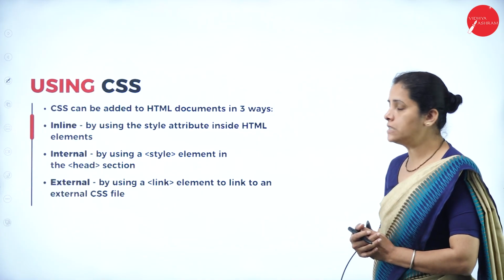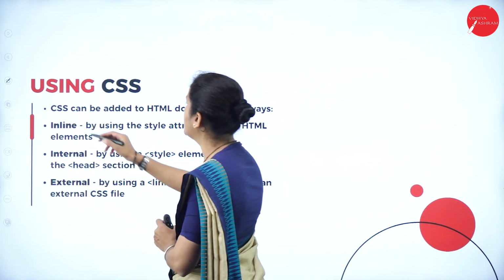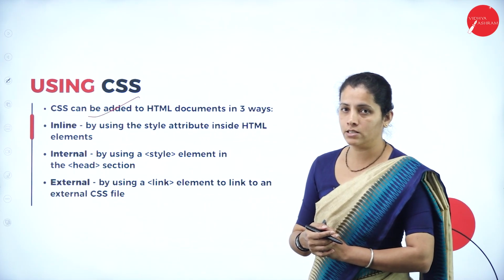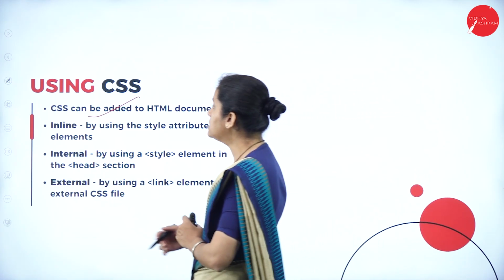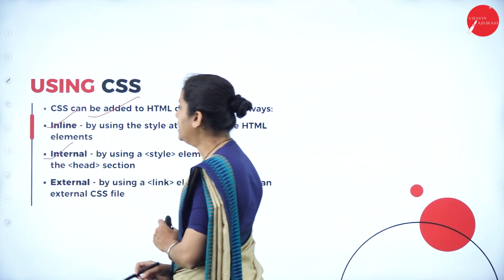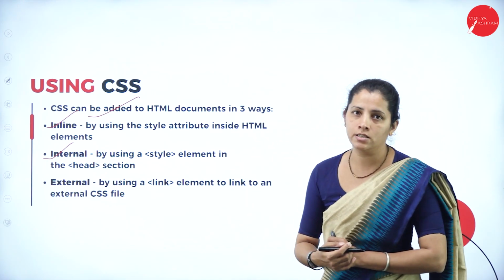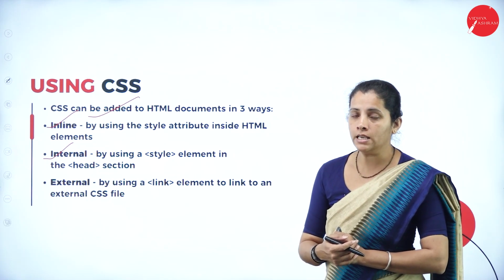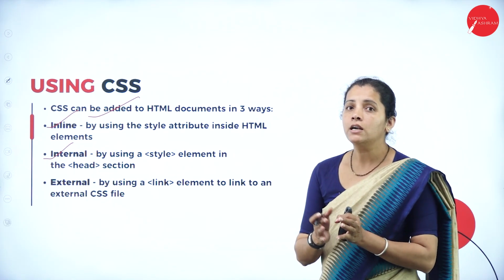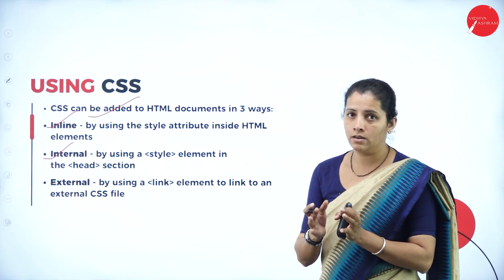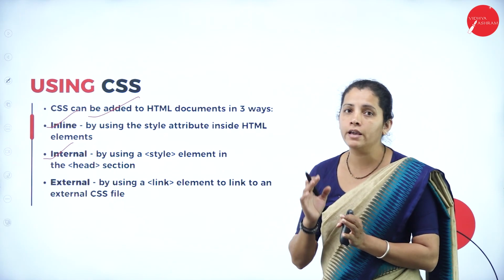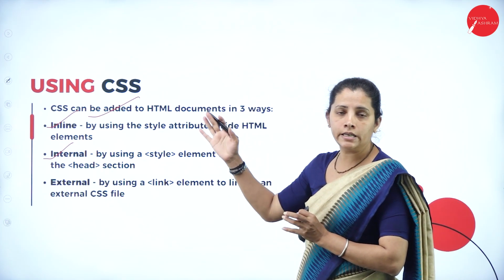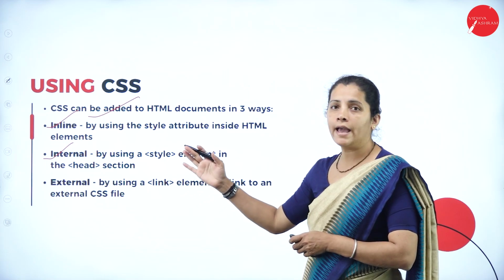CSS can be added to the HTML document in 3 ways. Which are the 3 ways? One is inline, second is internal, and third is external. You can expect the question: what is CSS? Explain the 3 types of CSS. In the sense, in 3 different ways we can create the CSS. That is inline, internal and external.